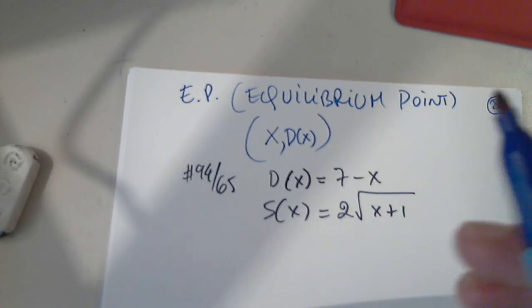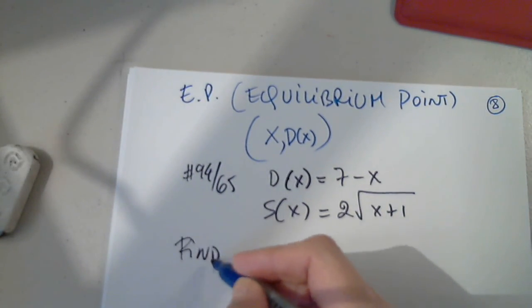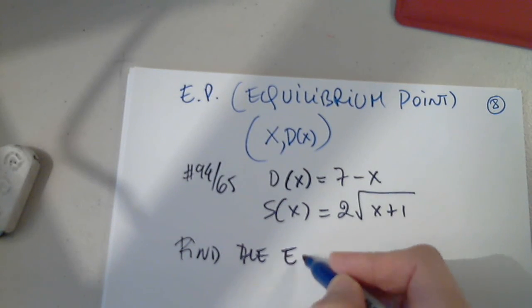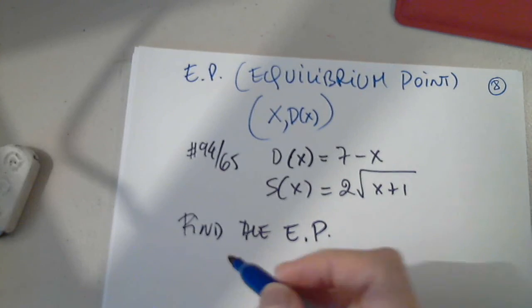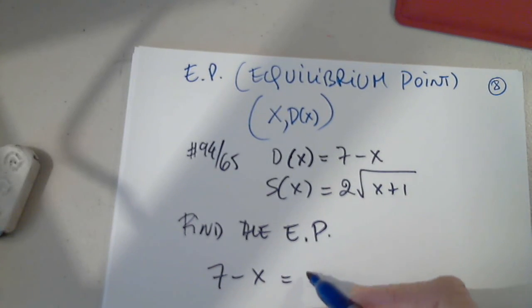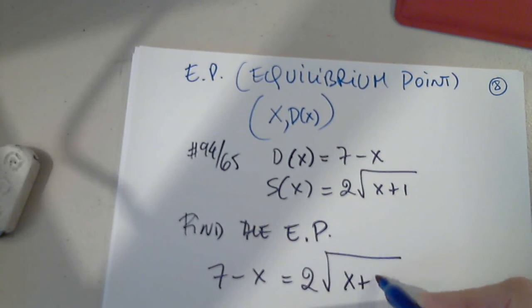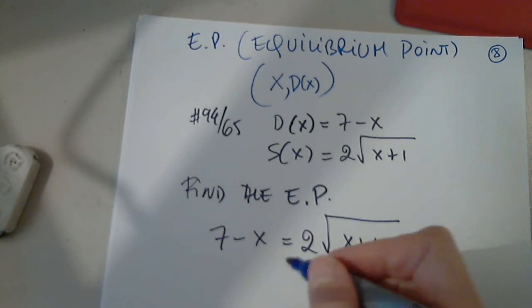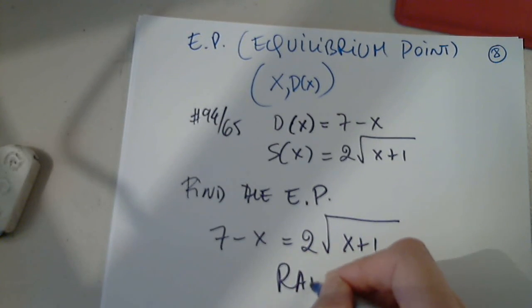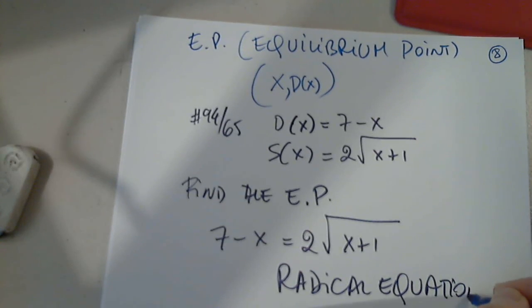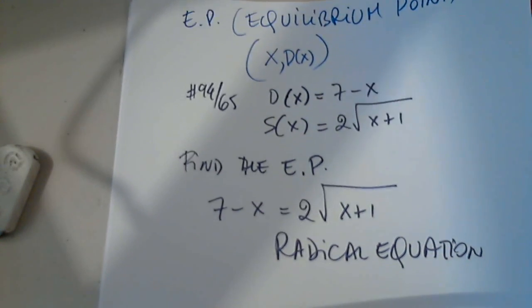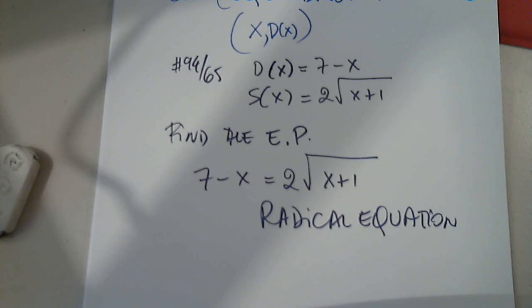So we're asked to find the equilibrium point. Good. I have to set them equal to each other. 7 minus X equals 2 times the square root of X plus 1. It's a perfect pick because this is a radical equation. Does anyone remember what we need to do when we solve a radical equation?